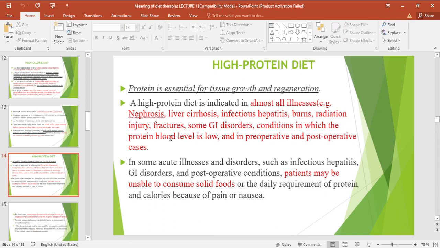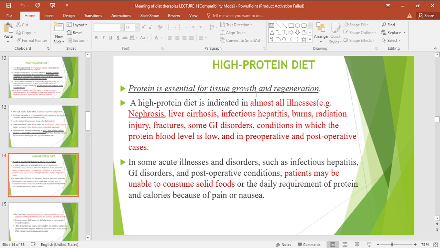Then we have the high protein diet. First, proteins are very essential for tissue growth and regeneration. So a high protein diet is recommended in almost all illnesses. For example, nephrosis, liver cirrhosis, infectious hepatitis, burns, radiation injury, fractures, and some GI disorders and conditions in which the protein blood level is quite low. And we may also recommend this diet in pre-operative and post-operative cases.